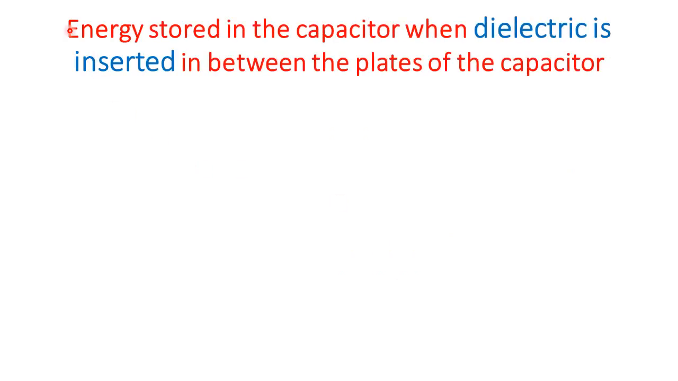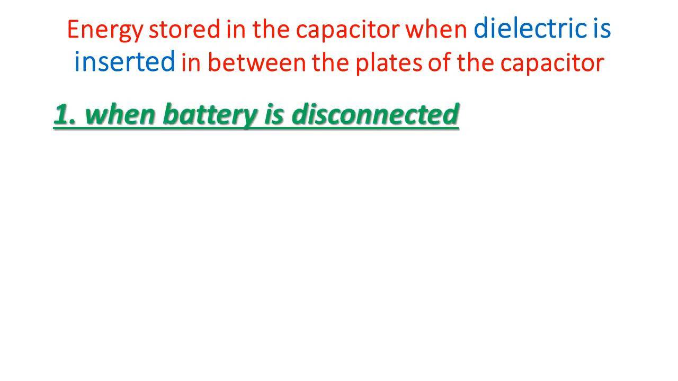Now let us see what happens when dielectric material is inserted in between the plates of the capacitor. What is the change in its energy storing capacity? There are two cases: when the battery remains connected and when the battery is disconnected. The first case we will take is when the battery is disconnected.